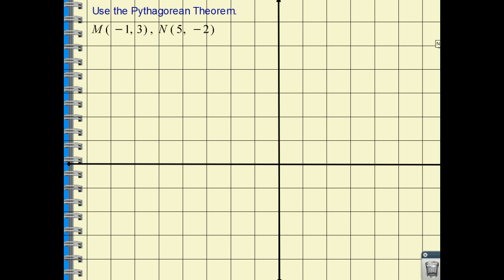We're going to try a new example. The pages look the same. I apologize for that. But we're going to use two different ordered pairs and try to go through this one more time.